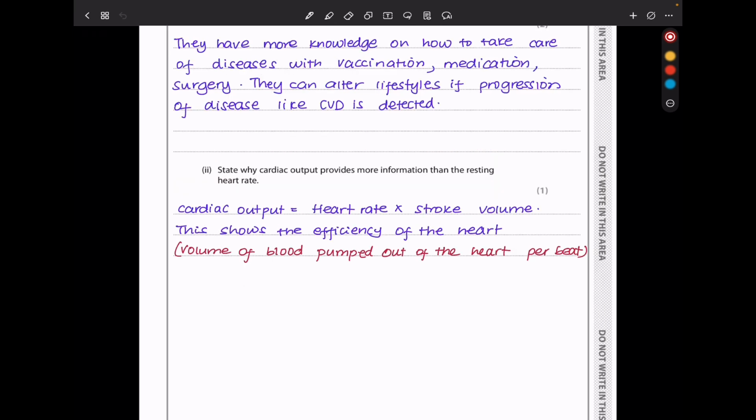The next one: state why cardiac output provides more information than the resting heart rate. Of course, cardiac output is equal to heart rate times stroke volume, like the volume of blood that is pumped out per specific beat. So this shows the efficiency of the heart.